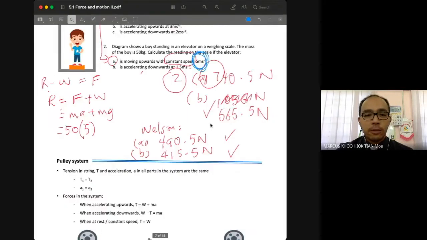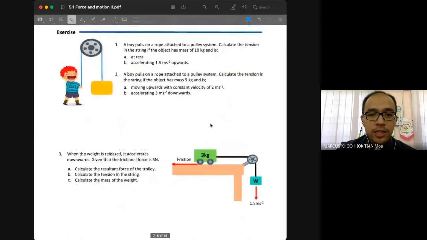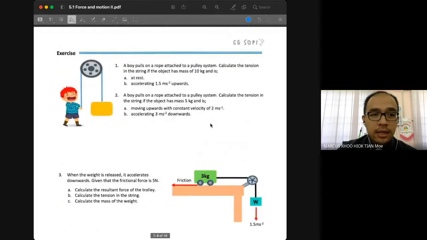Okay, good job. All right, let's go to the pulley question. After Adam is who? After Adam is Brandon, because I don't see Eliska and Angeline. Okay, Brandon, 1A, please.